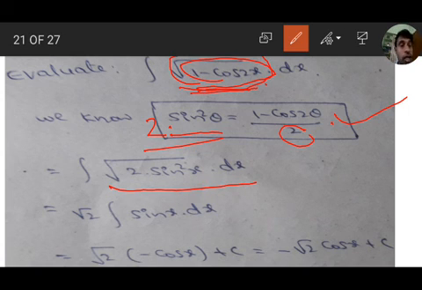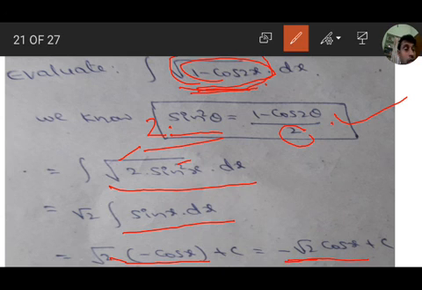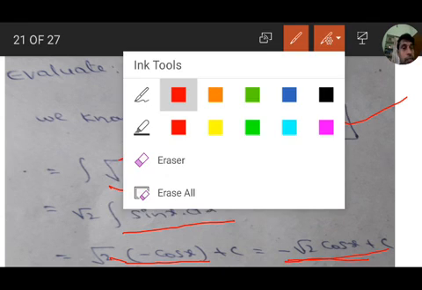Root 2 is outside, and the sin square and square root cancel. Integration of sin x dx. Integration of sin x is minus cos x. Therefore root 2 as it is, minus cos x plus c. That is minus root 2 cos x plus c is the answer.